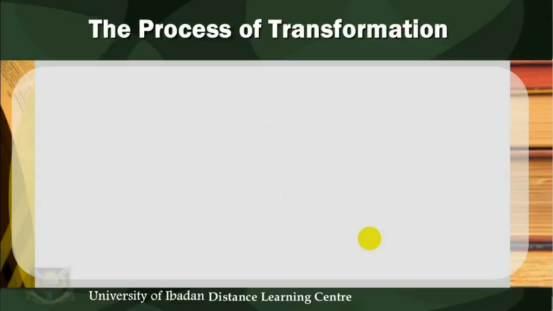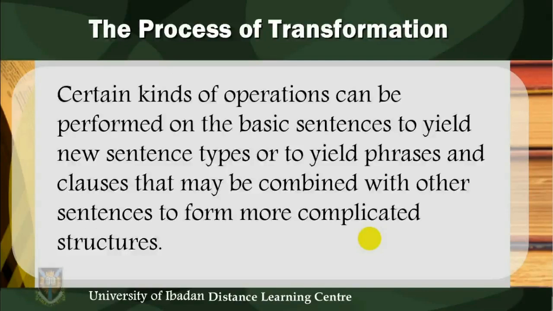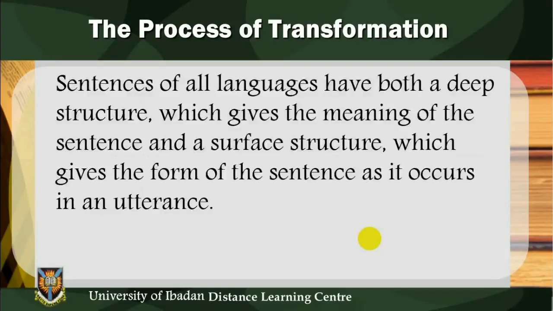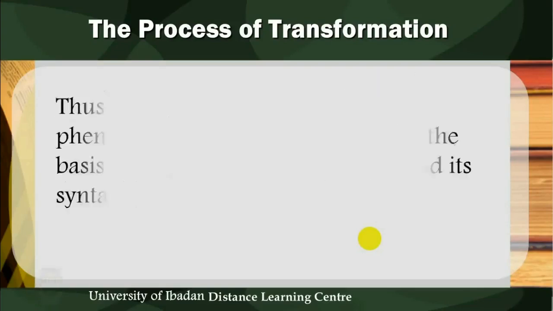The process of transformation. Certain kinds of operations can be performed on the basic sentences to yield new sentence types or to yield phrases and clauses that may be combined with other sentences to form more complicated structures. Sentences of all languages have both a deep structure, which gives the meaning of the sentence, and a surface structure, which gives the form of the sentence as it occurs in an utterance.